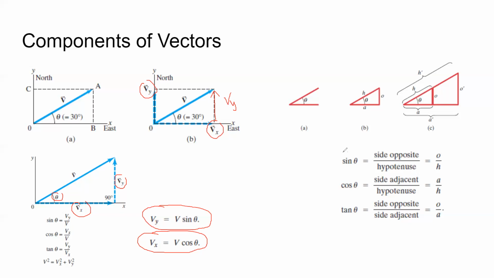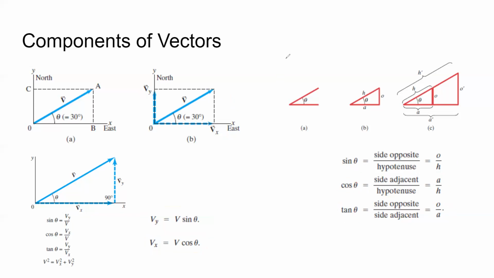Sine theta is opposite over hypotenuse. Cosine theta is adjacent over hypotenuse. And tangent theta is opposite over adjacent. So that's why it's SOHCAHTOA. Okay.